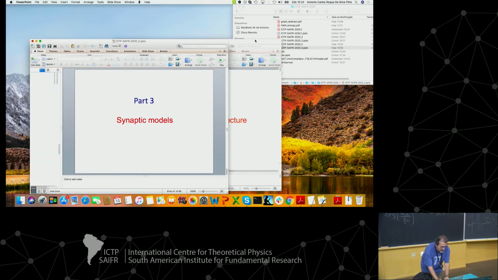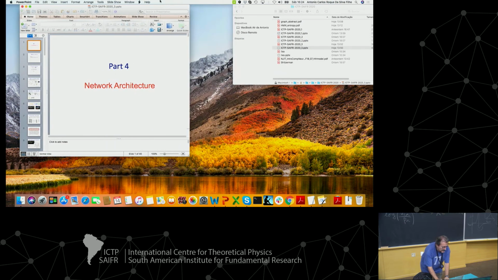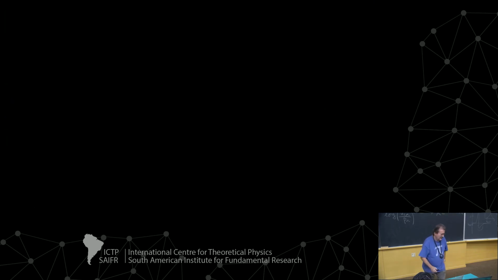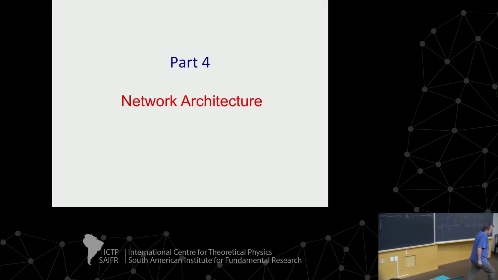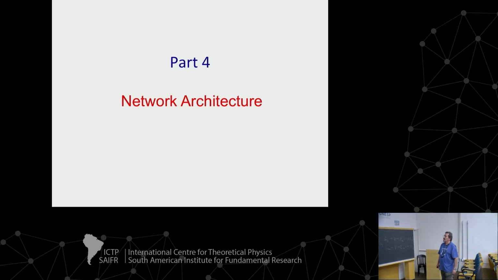Let's move instantaneously to the third lecture, which now starts with part 4, network architecture. So far we have seen single neuron models and synaptic models, more or less a broad overview of those models. And then you want to construct a network model. So you want to assemble your neural models connected via your synaptic models into network models.